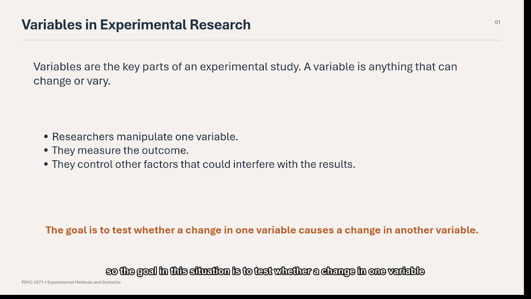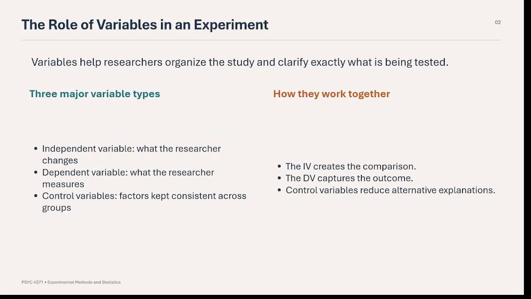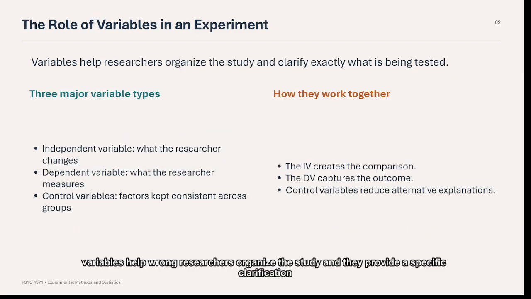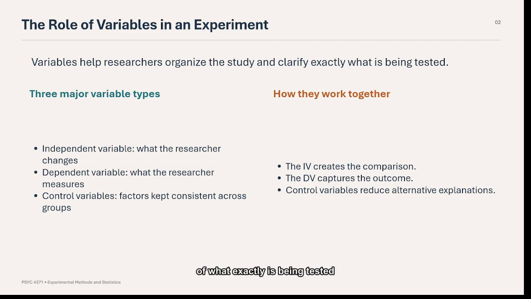So the goal in this situation is to test whether a change in one variable is directly responsible for causing a change in another variable. Variables help researchers organize the study, and they provide a specific clarification of what exactly is being tested.